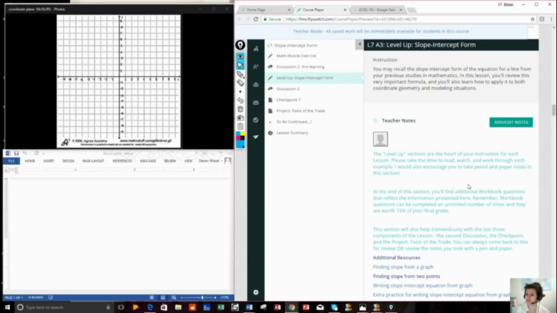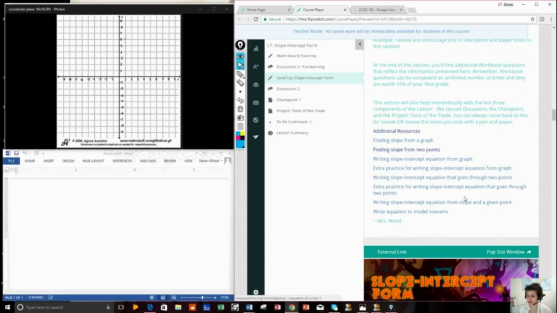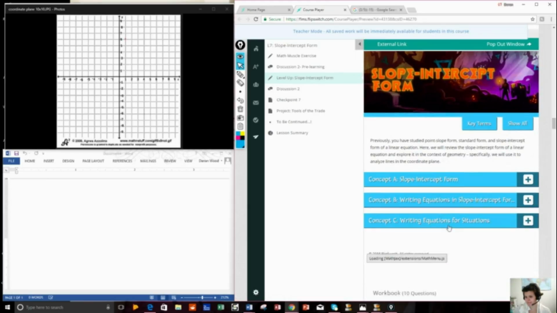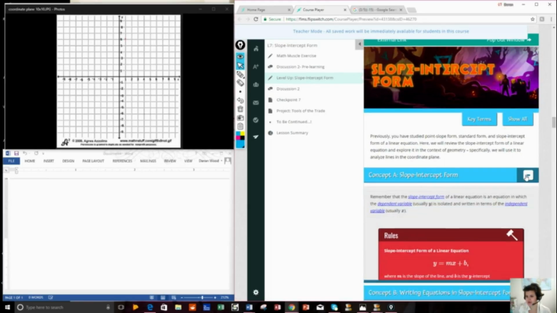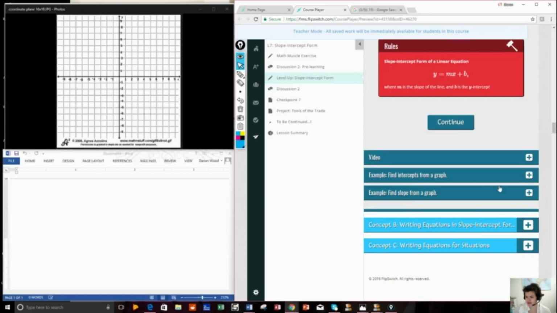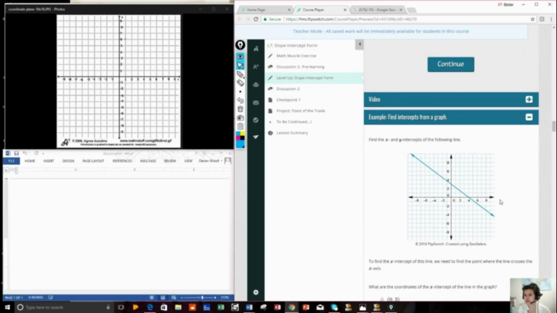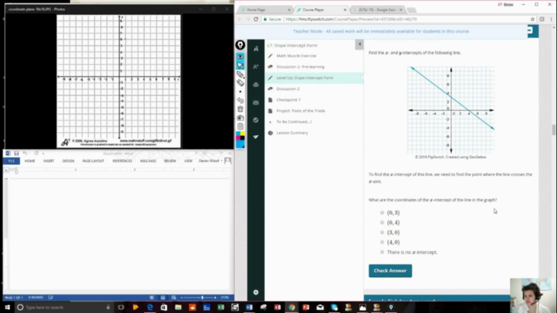Okay, leveling up, slope-intercept form. Here we go, concept A. Example 1, find intercepts from a graph. Find the x and y intercepts of the following line.